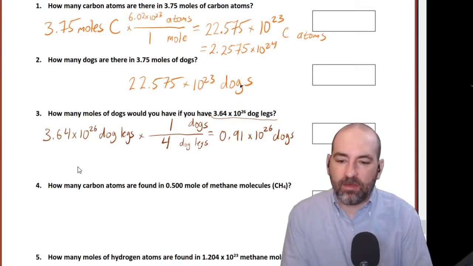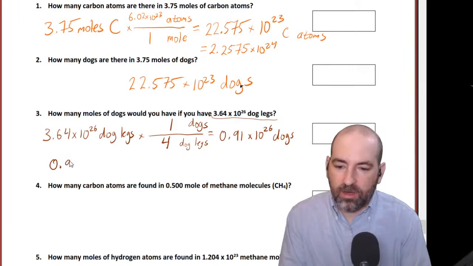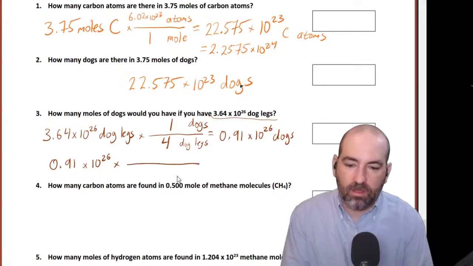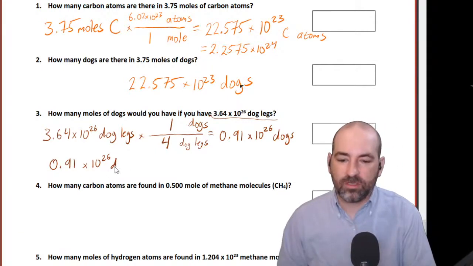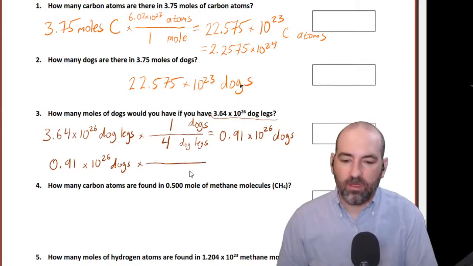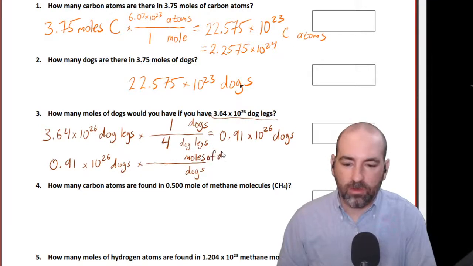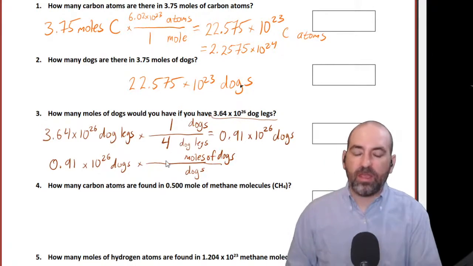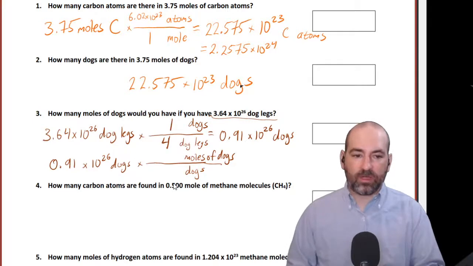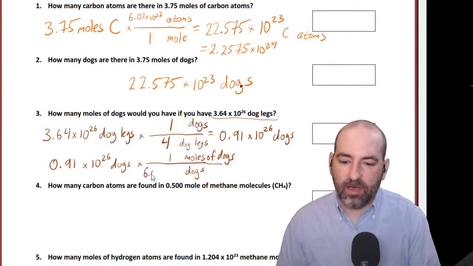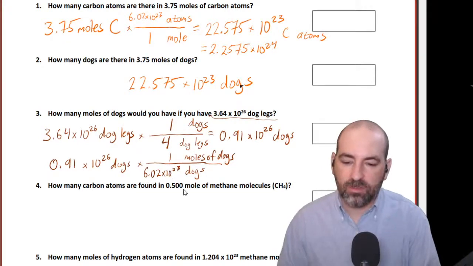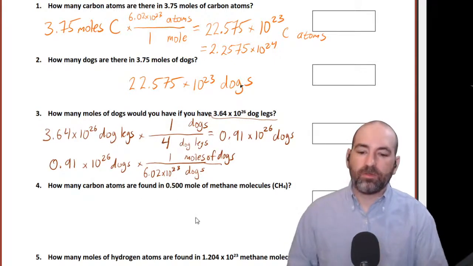And then we want to know moles. So we go, okay, 0.91 times 10 to the 26th. Oops, I forgot my unit. Sorry. Don't forget your units. So this is dogs. And now I want to convert from dogs to moles of dogs. And anytime we're converting from an individual count to a count by moles or a count by a batch of them, we're going to use Avogadro's number. So 6.02 times 10 to the 23 dogs. All right, we'll divide those two numbers.